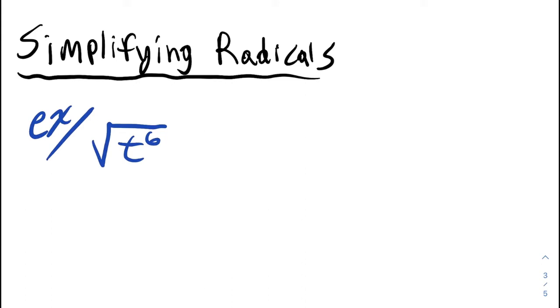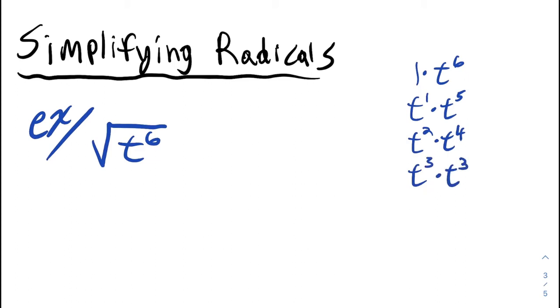Well, when I think about it, all the factors of t to the sixth power, well, there's 1 and there's t to the sixth power. There's t to the first times t to the fifth. There's t to the second times t to the fourth. And there is t to the third times t to the third. And this pair is the winner because t to the sixth has twin factors, t to the third and t to the third. There's no need to go any further. I've found the winner. This is t to the third.